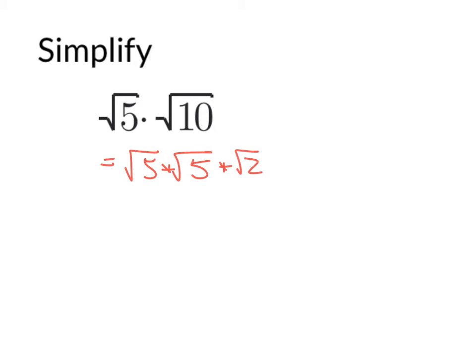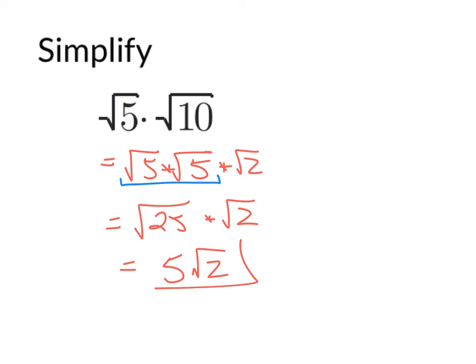But if we break it up into its factors and then put parts of it together, we see we have these two square root of 5s. When we multiply those two together, because we can multiply things that are under the square roots together, square root of 5 times the square root of 5 is the square root of 25. Then the square root of 25 is 5, square root of 2 is just square root of 2, and it's simplified.